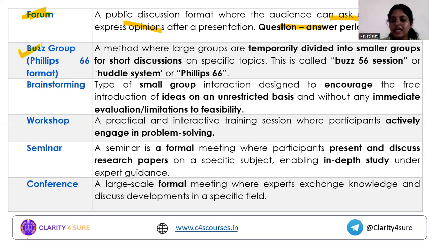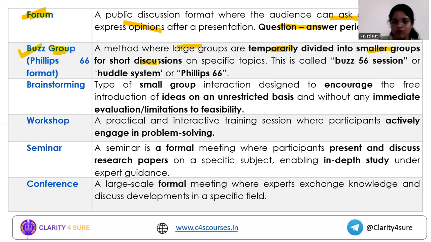Under both the methods we are going to divide something. Here what we are dividing is a group, where a large group is temporarily divided into small groups for a short discussion. So why is there a necessity to divide a large group into small groups? हमें पता है कि हम जब large group में discussion करते हैं तो it is not efficient. There is a lot of chaos and not everyone has a chance to participate.